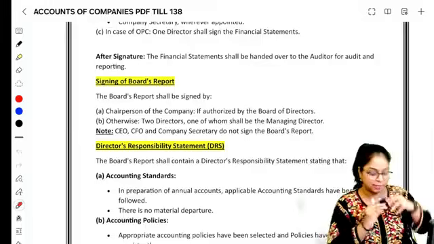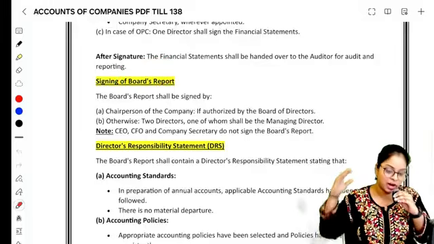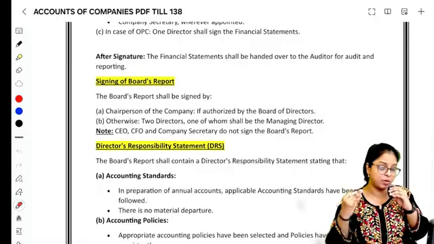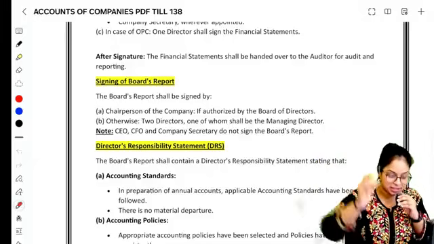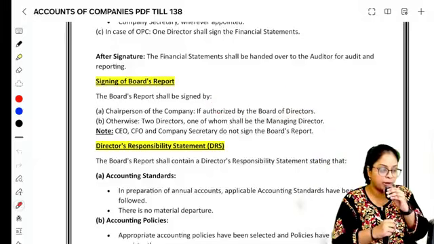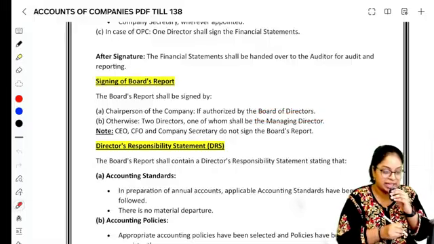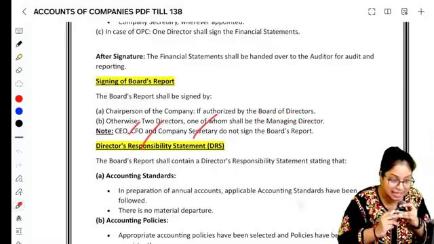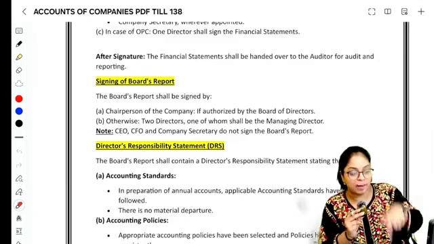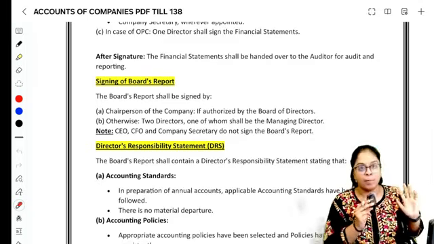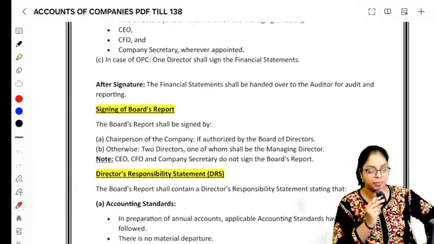That is for the financial statements. Similarly, there's one more called the board report. Whatever items the board discusses, we write in the board report. Who signs the board report? It's more or less similar. Here also, if your company has a chairperson, the chairperson should sign the board report. Otherwise two directors can sign, out of which one should be a managing director. CEO, CFO and company secretary are not required to sign. Read it: CEO, CFO, company secretary do not sign the board report. They have to sign the financial statements and consolidated statements, but they need not sign the board report, right?